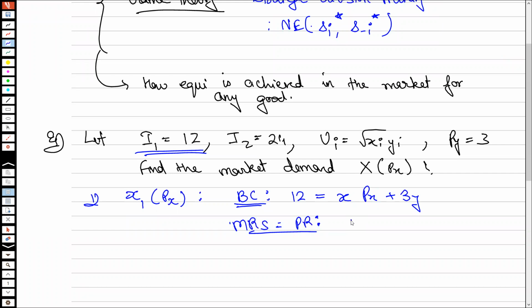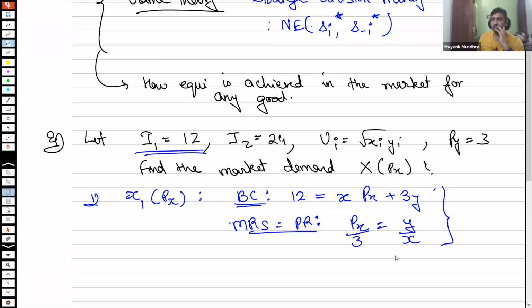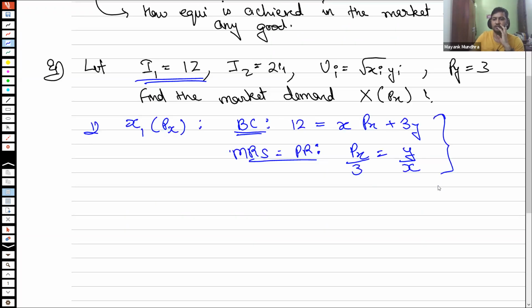px upon 3 equal to y upon x. Okay. Now, can you use these two equations together to give me a relationship between x and px? Basically, I want you to eliminate y from the equation by using these two equations.